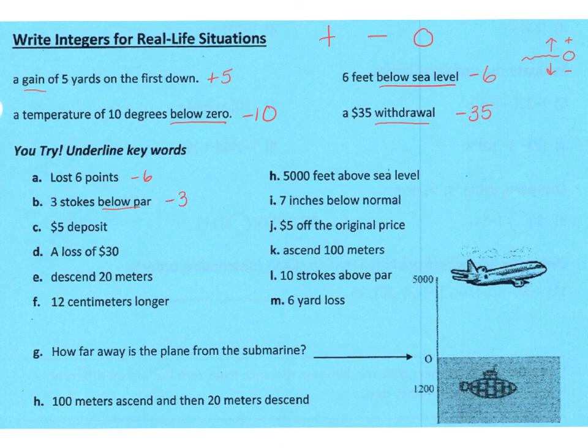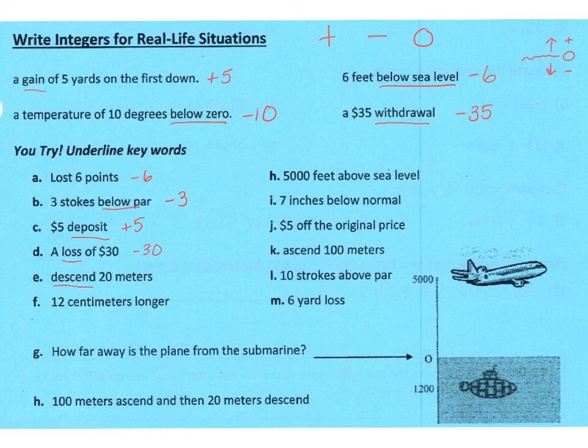If you take more than par or go above par, then that means you're taking more shots or more swings of your golf club than you should to get your ball in the hole. So below par is good, but it is represented with a -3. A deposit, that's the opposite of withdrawal. So a deposit means we're putting money into a bank account, and that would be a +5. A loss of $30, -30.